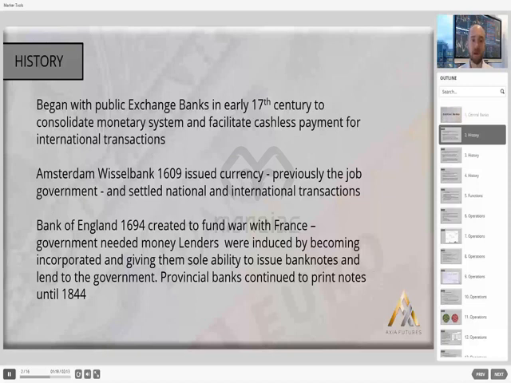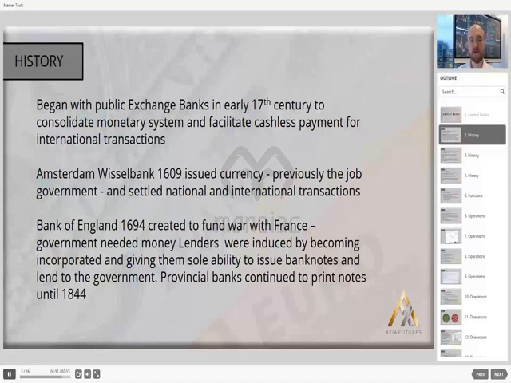This then developed further. In Amsterdam, the Wissel Bank in 1609 was created, and this took on initially the first roles of what we see as a central bank nowadays. It took from the government the job of printing money, and it did then start to settle national and international transactions by allowing different banks and different institutions to hold balances at the Wissel Bank.